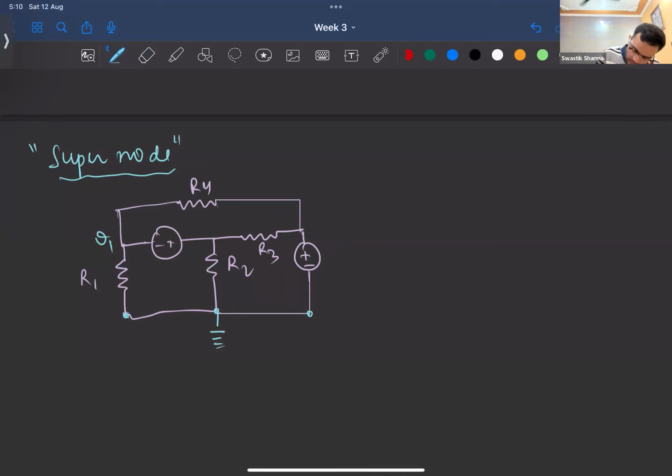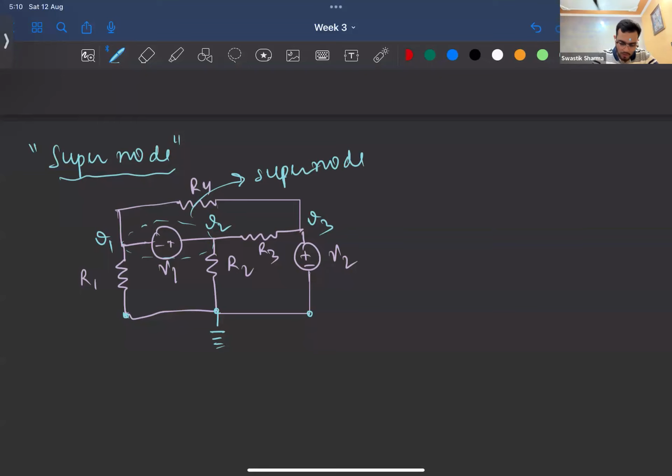Let's do it discreetly. We'll use capital V1 and capital V2 for this. And this is V2 and this is V3. Now, if between two non-reference nodes a voltage source is connected, we term that as a supernode. So this is a supernode since it's connected between two non-reference nodes, right? So what do we do with this supernode?